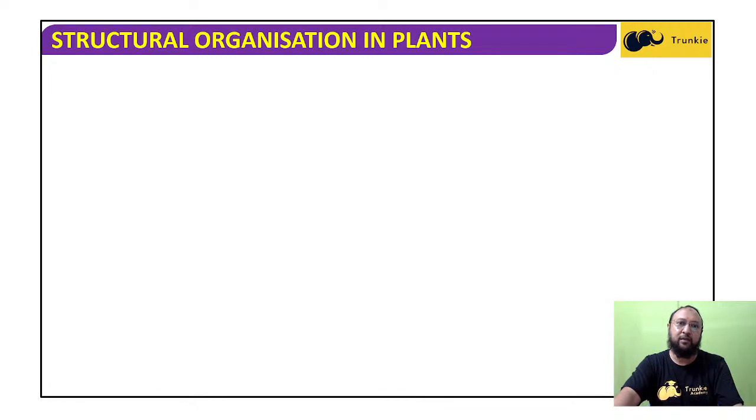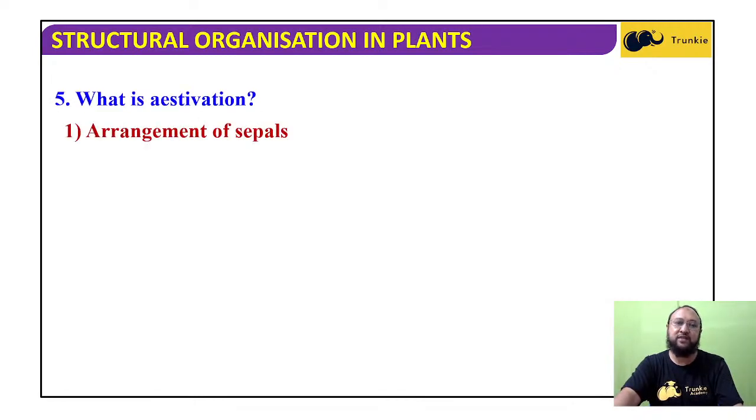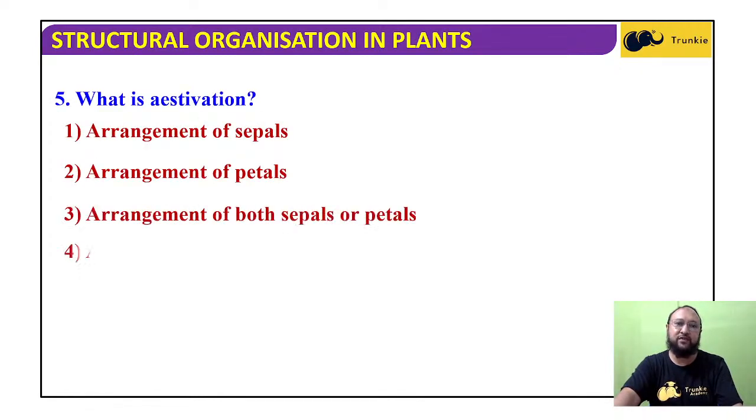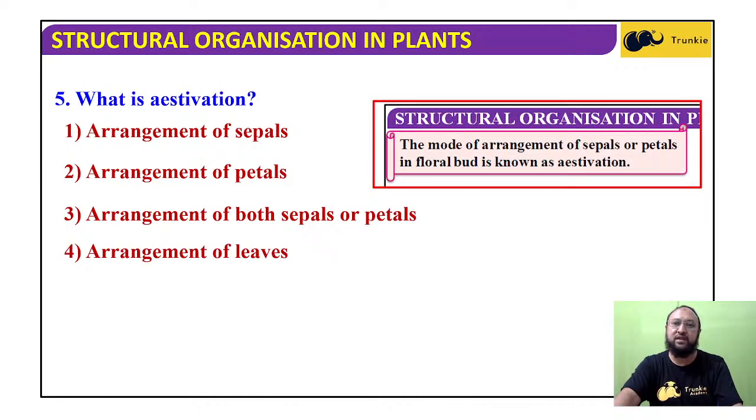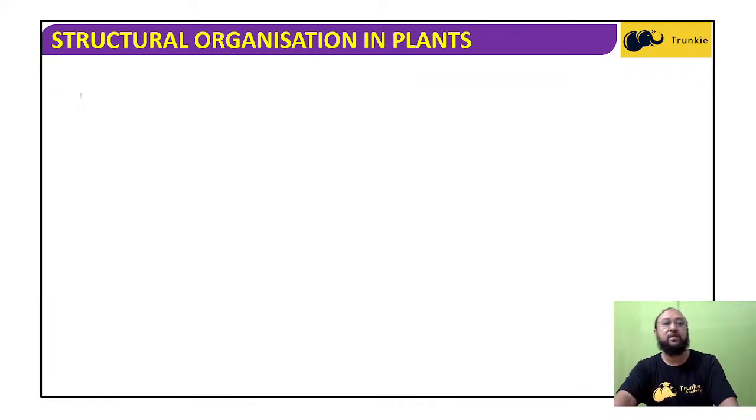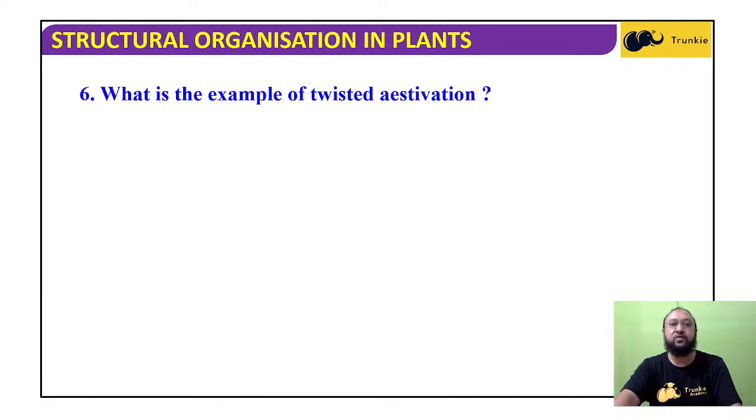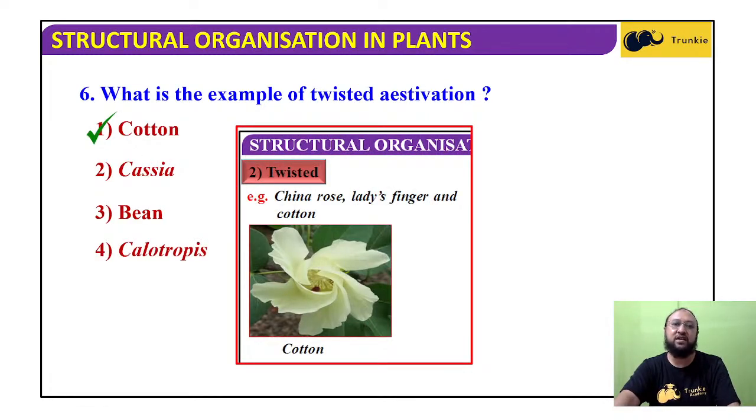Okay, what is estivation? Arrangement of sepals, arrangement of petals, arrangement of both sepals and petals, arrangement of leaves. It is the both. Okay, arrangement of both sepals and petals. Okay. What is the example of twisted estivation? Cotton or cassia or bean. So twisted is cotton. Cotton is a plant where we find the twisted estivation flower.